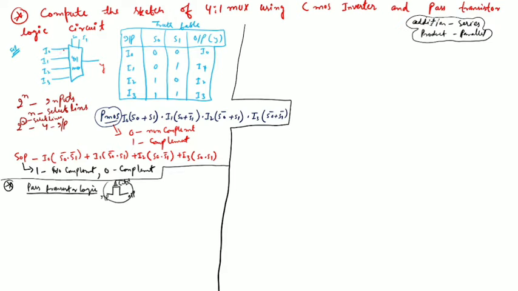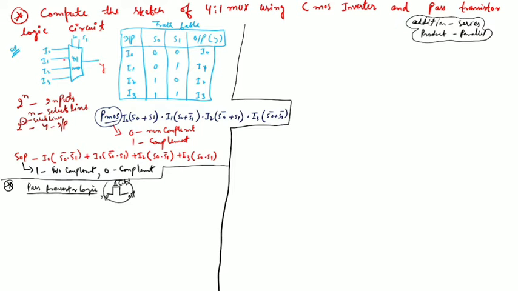Today we are going to discuss the 4:1 multiplexer. We will draw the sketch of the 4:1 multiplexer using the CMOS inverter circuit and pass transistor logic circuit. Both the circuits we will discuss here, how we can make the sketch of the 4:1 multiplexer using CMOS inverter and only pass transistor logic where NMOS transistor is used.